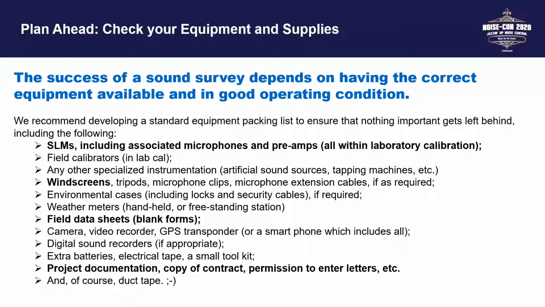A successful sound survey depends on having the correct equipment available and in good operating condition. We usually recommend developing a standard equipment packing list to ensure that nothing important gets left behind, including the following. And I have listed several items here, most of which may seem fairly obvious, but always good to be able to check off the list as you're getting them packed. Specifically for sound level meters, including their associated microphones and preamps, you want to make sure that they're all within their laboratory calibration, including any field calibrators that you will be taking along. A lot of the stuff on this list, if you forget it, you may be able to find something else in the field at a hardware store or a Best Buy.